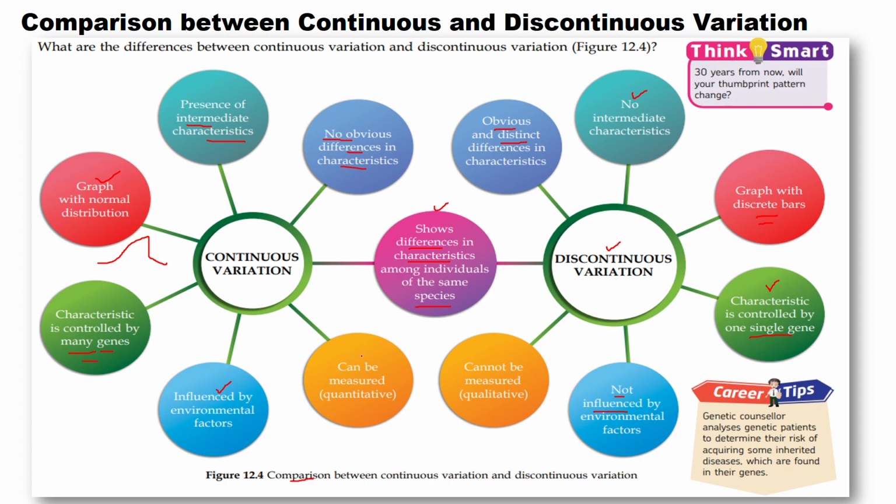Okay, last difference is on continuous variation. The characteristics can be measured, so we call it quantitative, related to number. But for discontinuous variation, we cannot measure the characteristics, so we use the term qualitative.